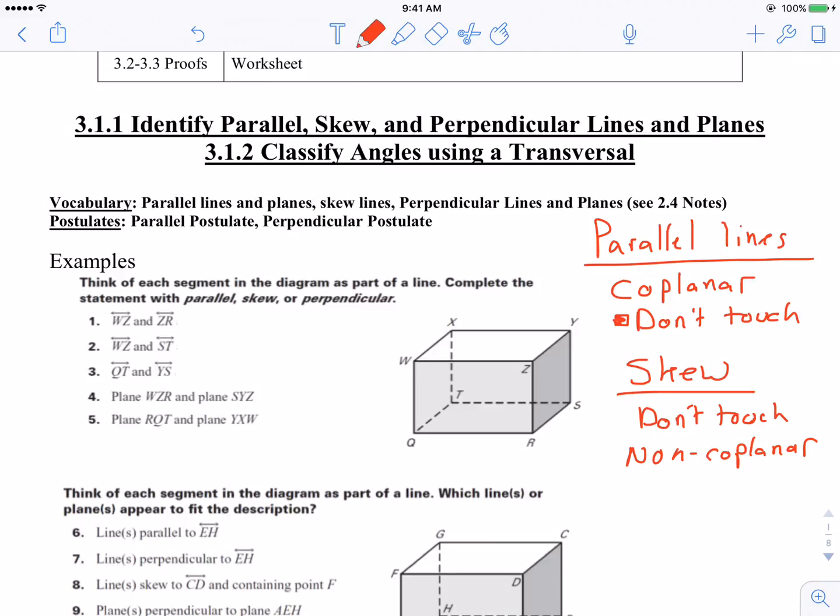All right, and then of course we've got perpendicular lines. And that is 90 degrees. All right, they meet at a 90-degree angle.